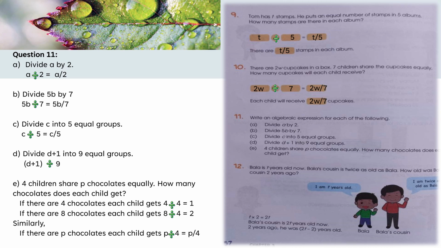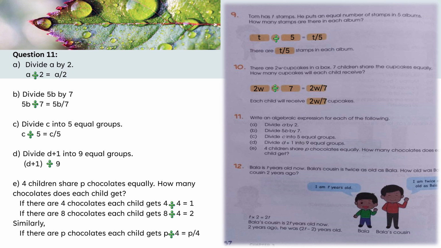Write an algebraic expression for each of the following. Part A says divide A by 2. As A is going to be divided by 2, we write A in the numerator and 2 in the denominator. Similarly, for part B, we have to divide 5B by 7. So 5B comes in the numerator and 7 comes in the denominator, and the algebraic expression will be 5B by 7.